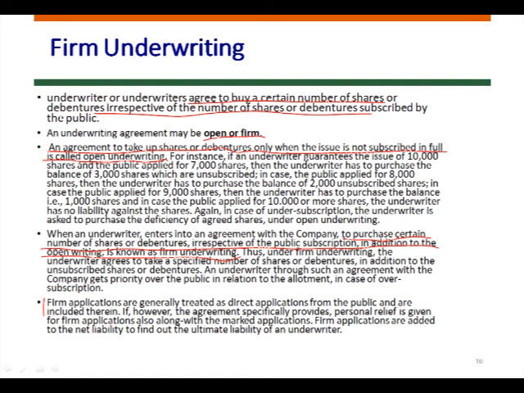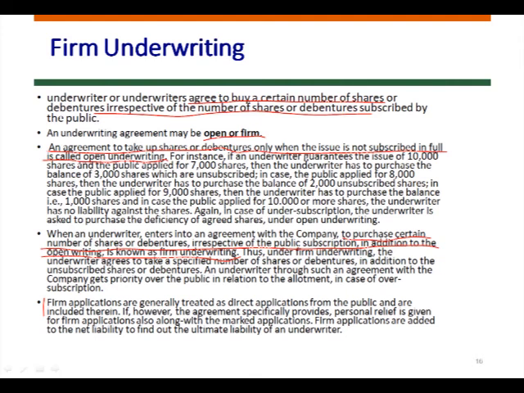In case the public applied for 9,000 shares, then the underwriter has to purchase the balance, that is, 1,000 shares. And in case the public applied for 10,000 shares or more, the underwriter has no liability against the shares. Again, in case of under-subscription, the underwriter is asked to purchase the deficiency of the agreed shares under open underwriting. So if there is a deficiency, only then will they be given the shares.